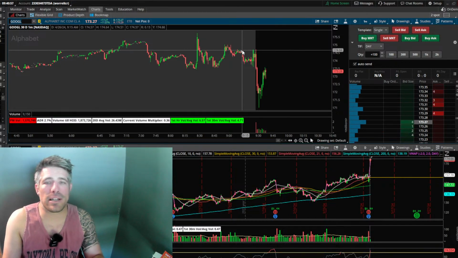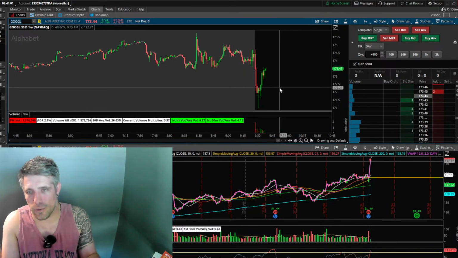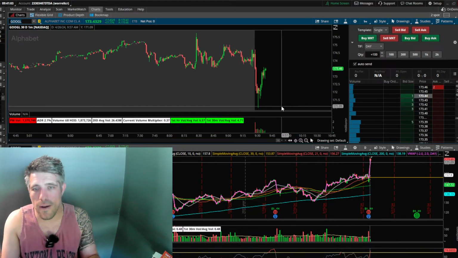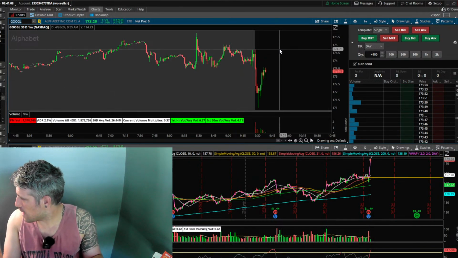So if this breaks this high of day and I want to get in, I'm going to buy 28 shares because it's only a $100 risk, okay? If it breaks this low, I can short it and I can get in risking this high of day, and that will be a $100 risk.